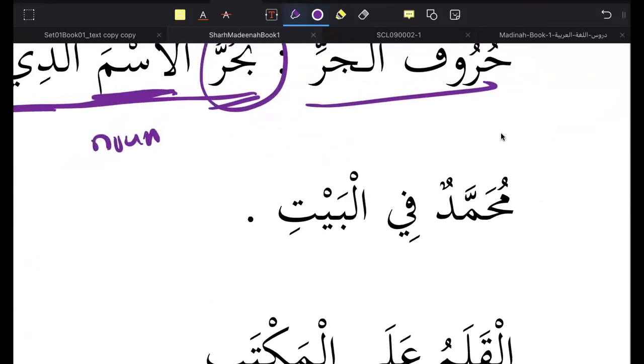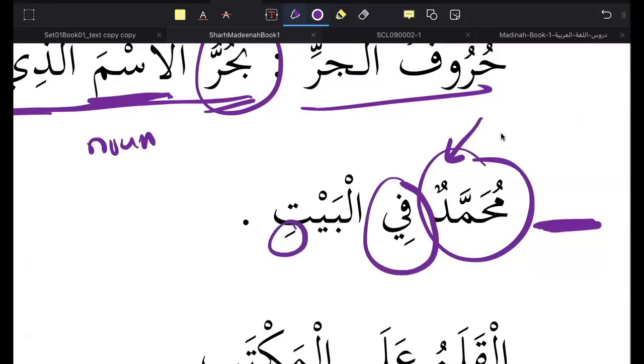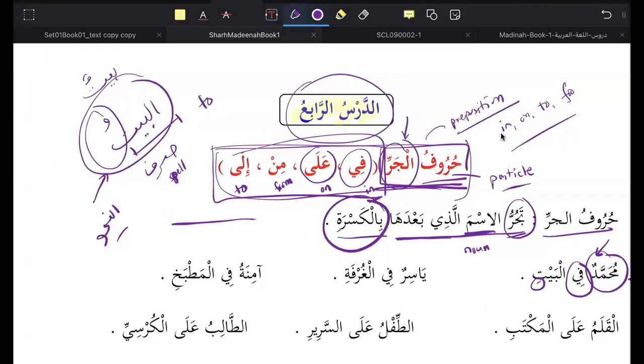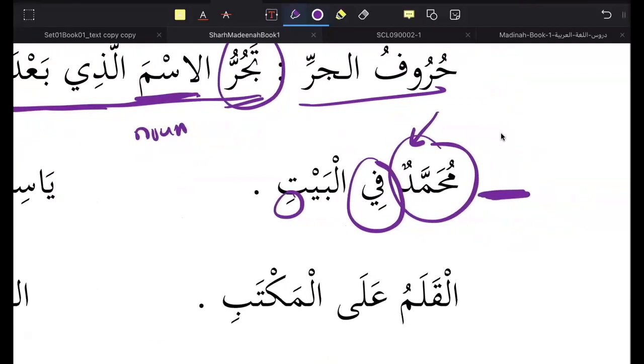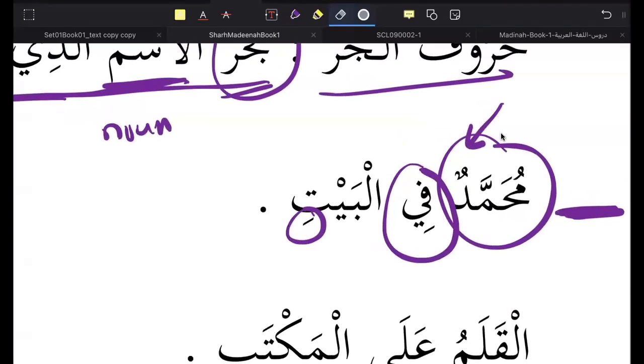So for example, he says Muhammadun. This is default. There's nothing before it, right? So we stick with the default. Now we say fi al-baiti. Last time we learned baitun, al-baitu. So this is the first time we put a kasra. Make sense? So what does it mean? Muhammad fil baiti. Muhammad is in the house. So now we're making a different kind of sentence.